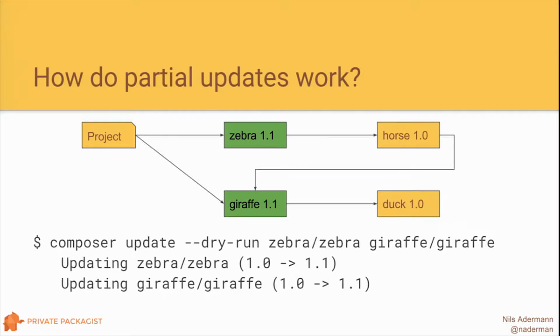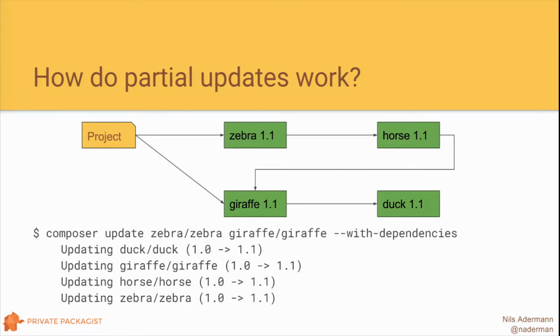So in this case, you could update zebra and giraffe, or well, obviously with dependencies, and then in this case, you would actually get all of these things. But the trick there is that anything on the root level is something you have to manually work with.